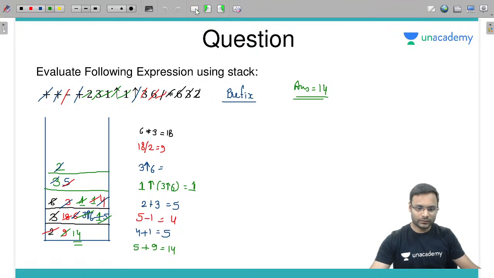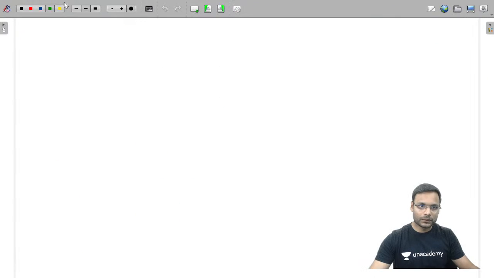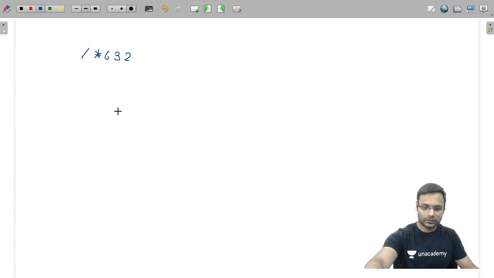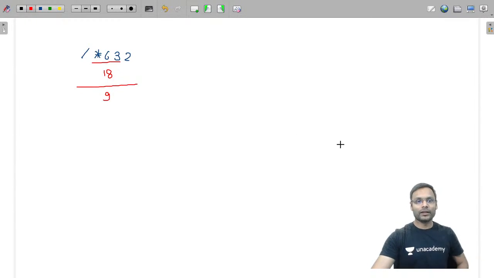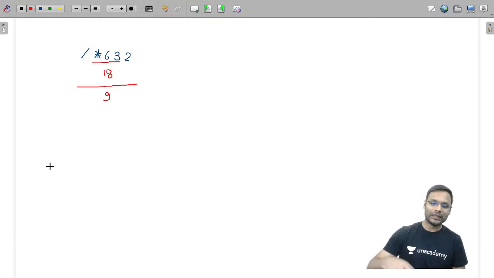Let me take a simple example. Suppose I have this one: divide, star, 6, 3, 2. From right to left you scan. This multiplication you need to solve first. 6 into 3, how much? 18. So you write it that way: 2, 18 and divide. 18 divided by 2, 9. Like this way also you can solve one step at a time. But again, if a small operator or operand is hidden somewhere here, you may make a mistake. That is the other method. If you want, you can follow that too. Whatever is fine for you, you can go with that.